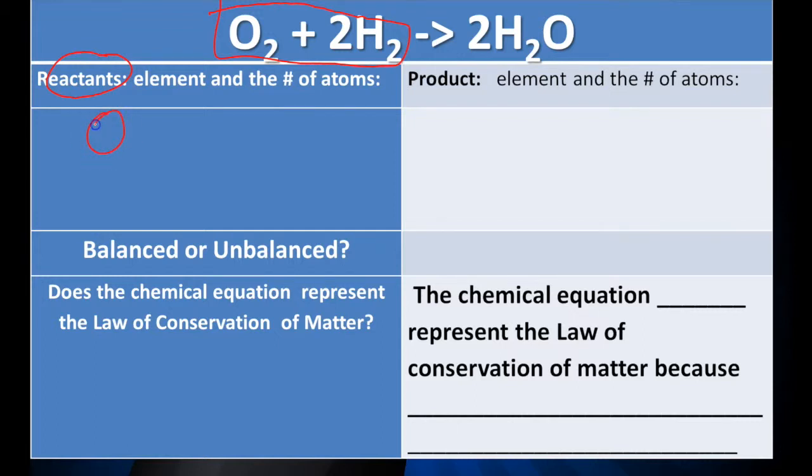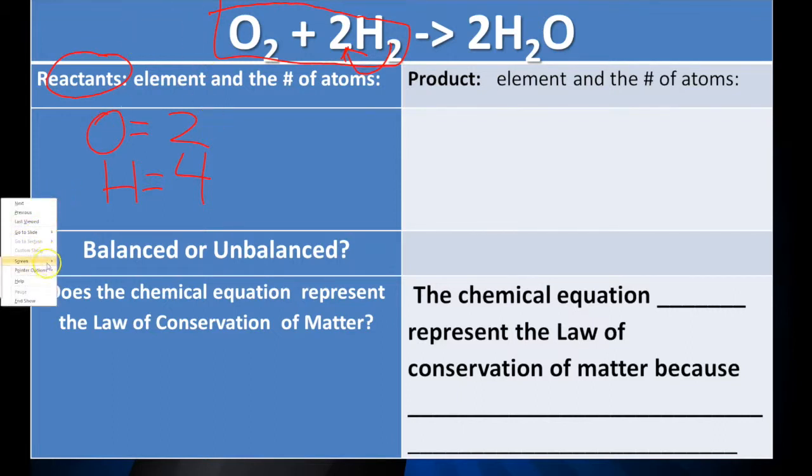So I have oxygen here, and there's 2 oxygen, and I have hydrogen here, and we know that the subscript multiplies itself with the coefficient, and so we have 4 hydrogen here, and that's our reactant side.